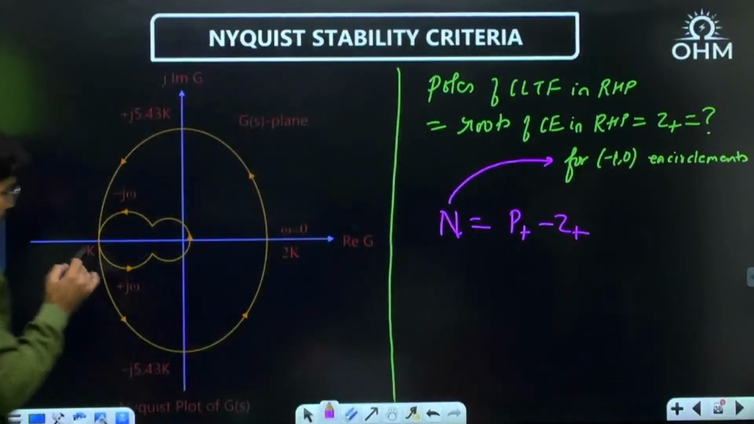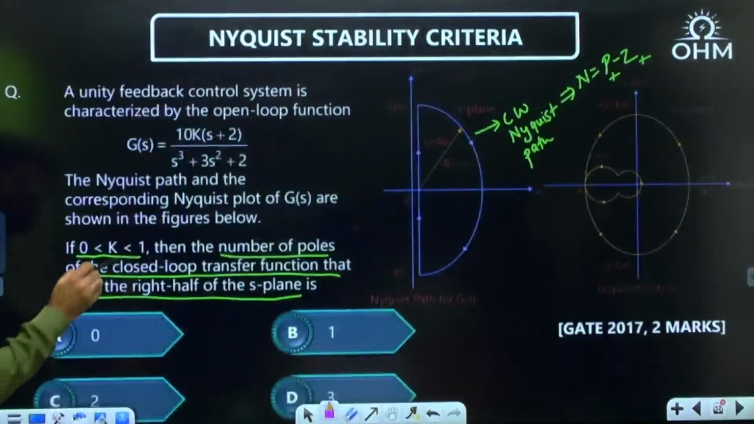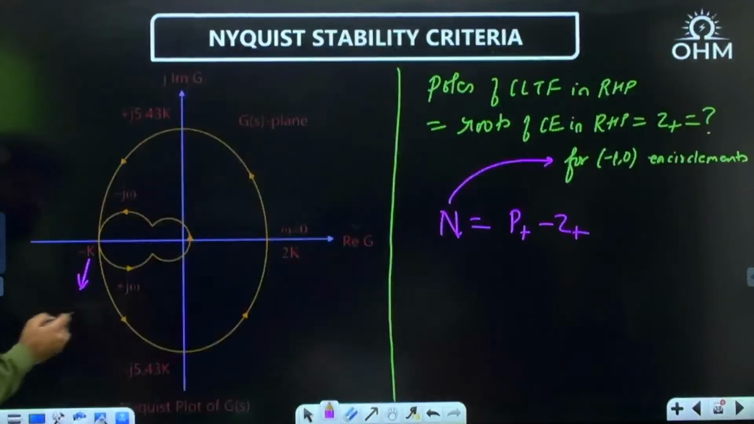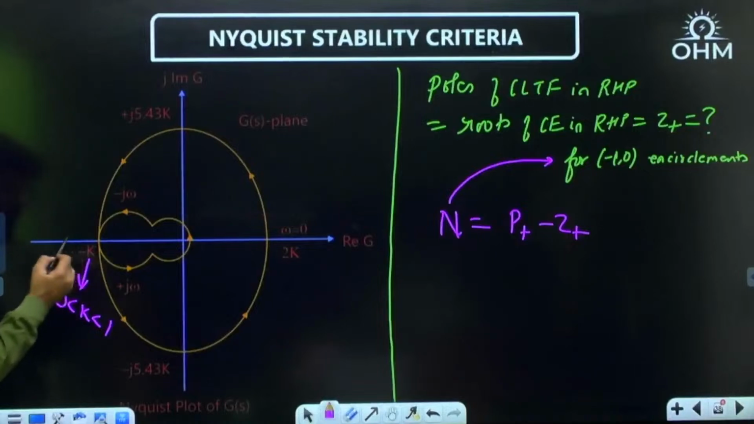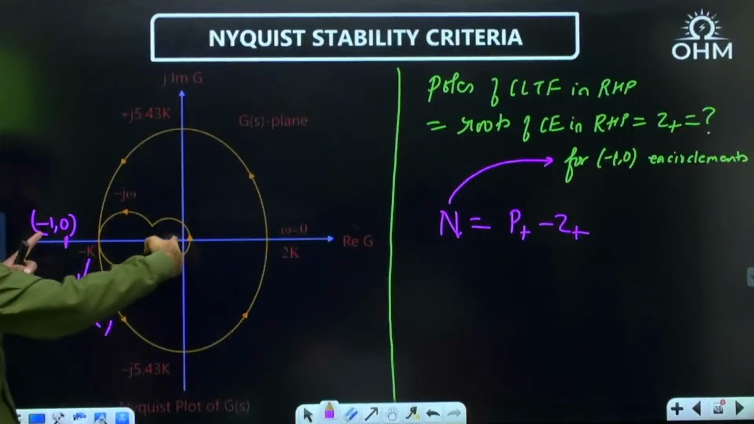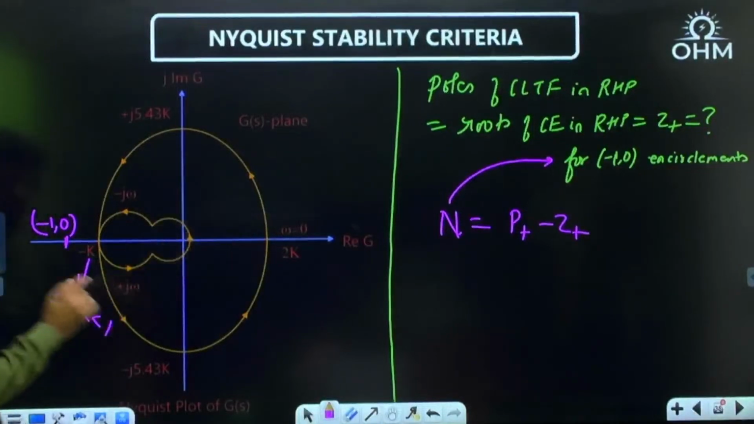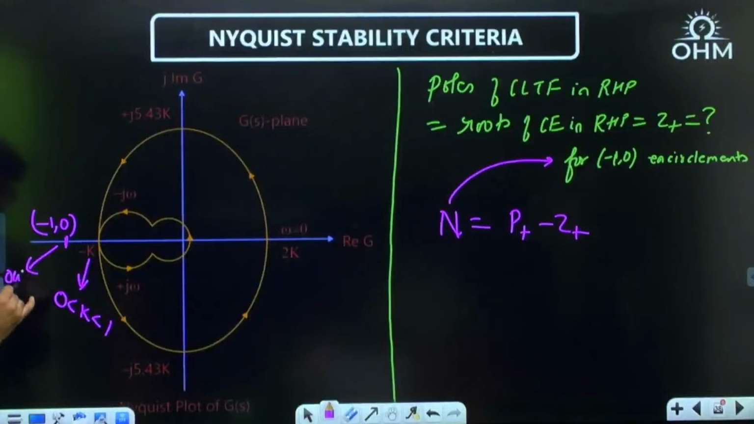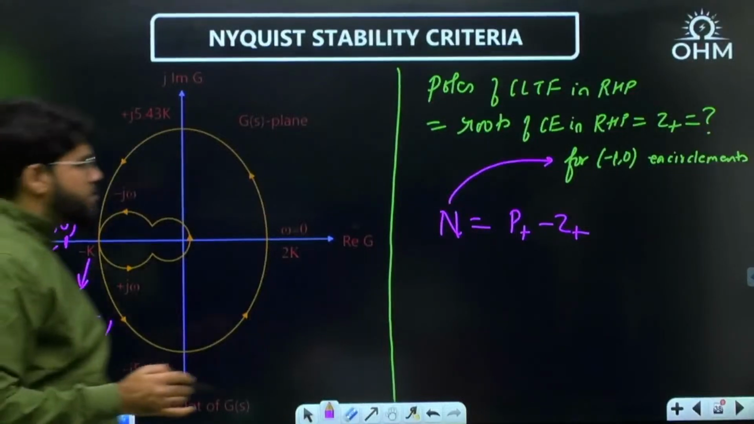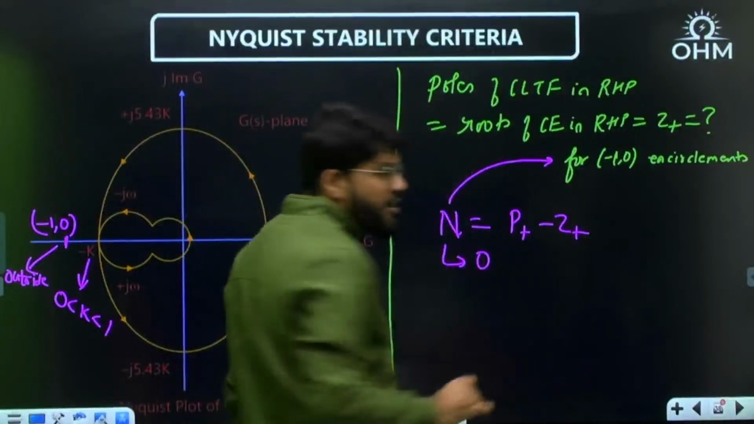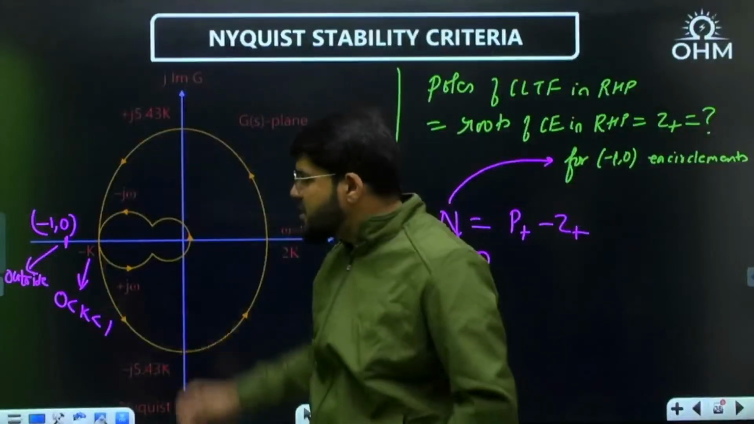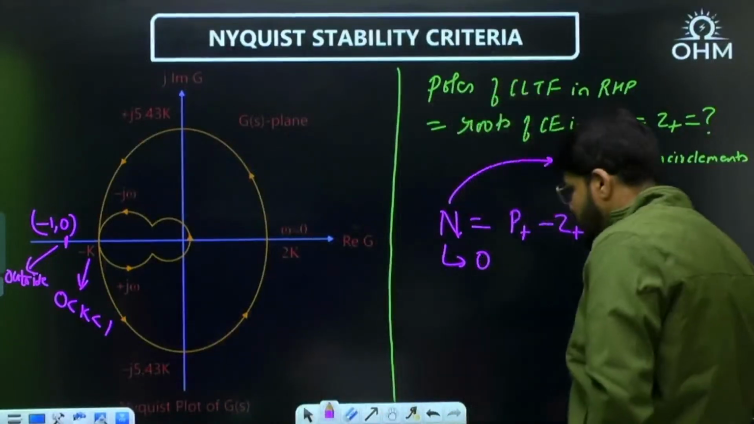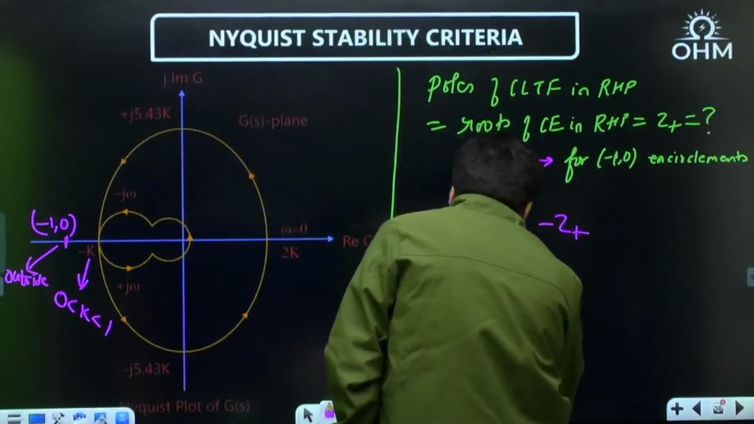So see, where is -1, 0? Very clearly it is mentioned that the magnitude of K is between 0 and 1. So if K is less than 1, then -K will come before, and -1 will be after it, because K is less than 1. This much magnitude is 1, this much magnitude is K. So -1 will be outside. Very clearly -1, 0 is outside. And if it is outside, there is no encirclement. The Nyquist plot will move around, but that point is outside the Nyquist plot. So no encirclement, 0. So 0 is equal to P plus minus Z plus.